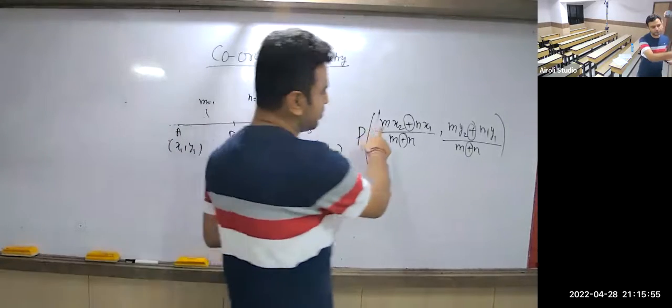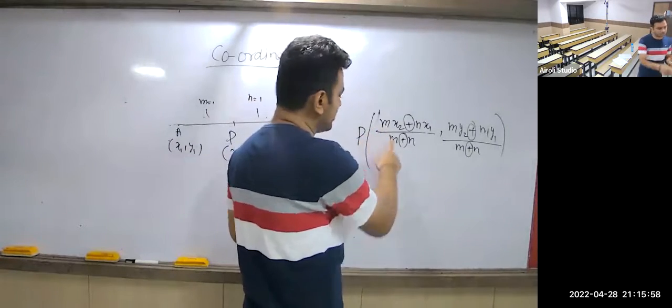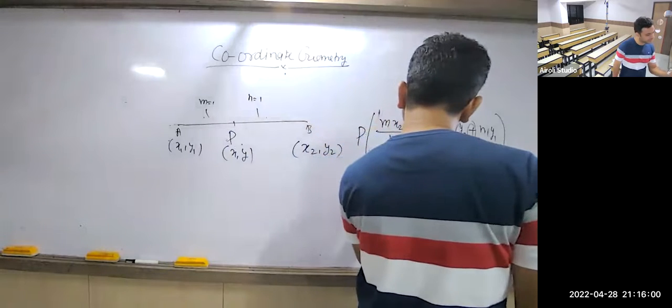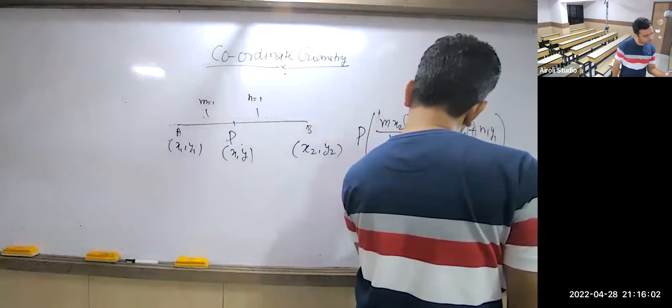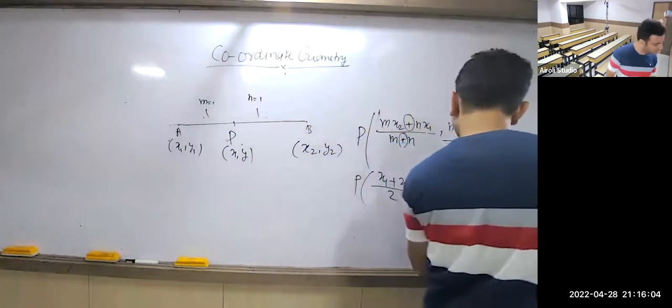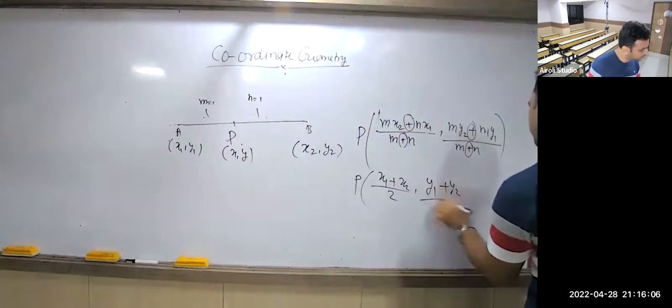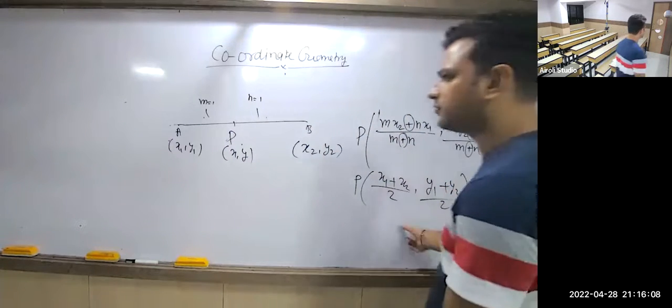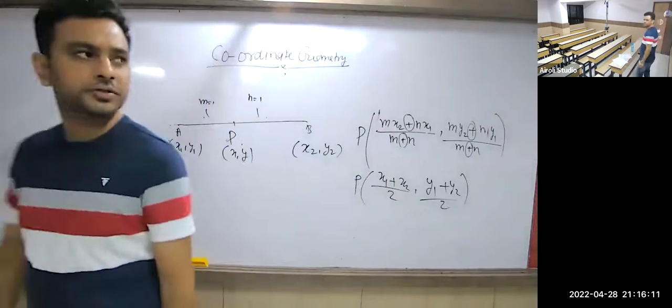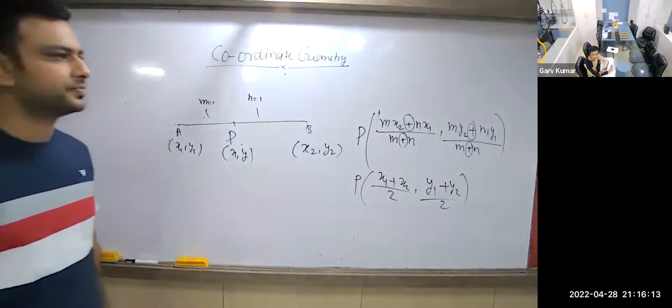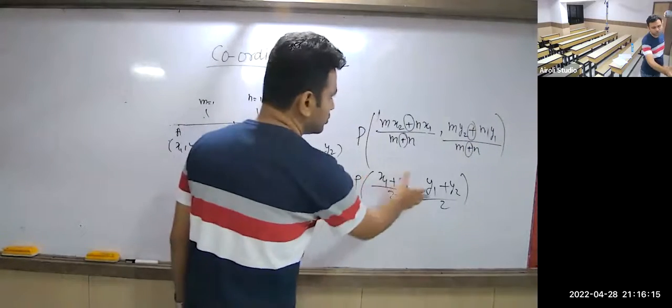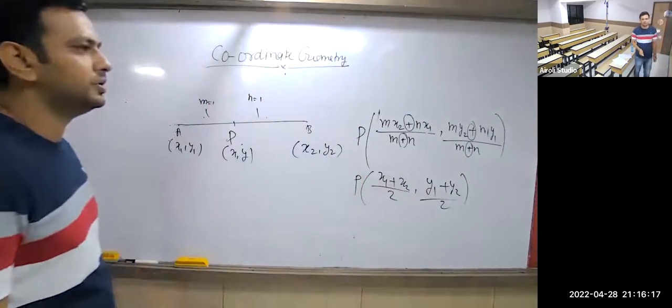So when I put the values of m and n as 1, I will get the P value as x1 plus x2 or x2 plus x1 upon 2, comma y1 plus y2 upon 2. So this is the midpoint formula. Got it? So this is (x1 plus x2) upon 2, (y1 plus y2) upon 2.